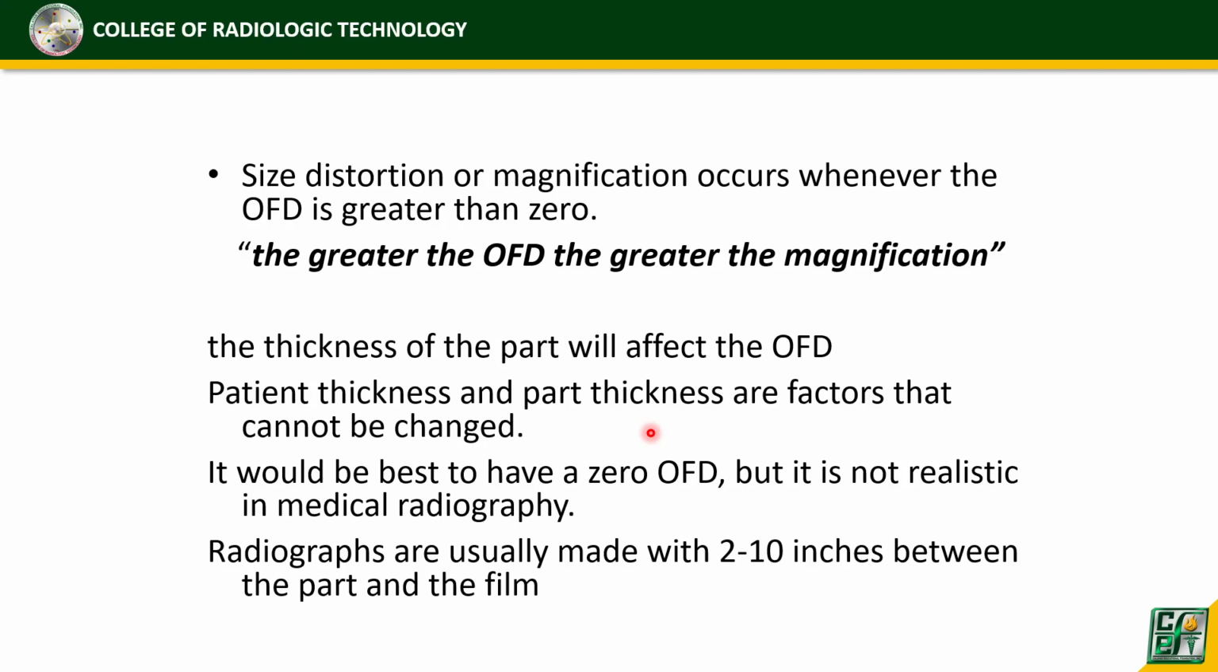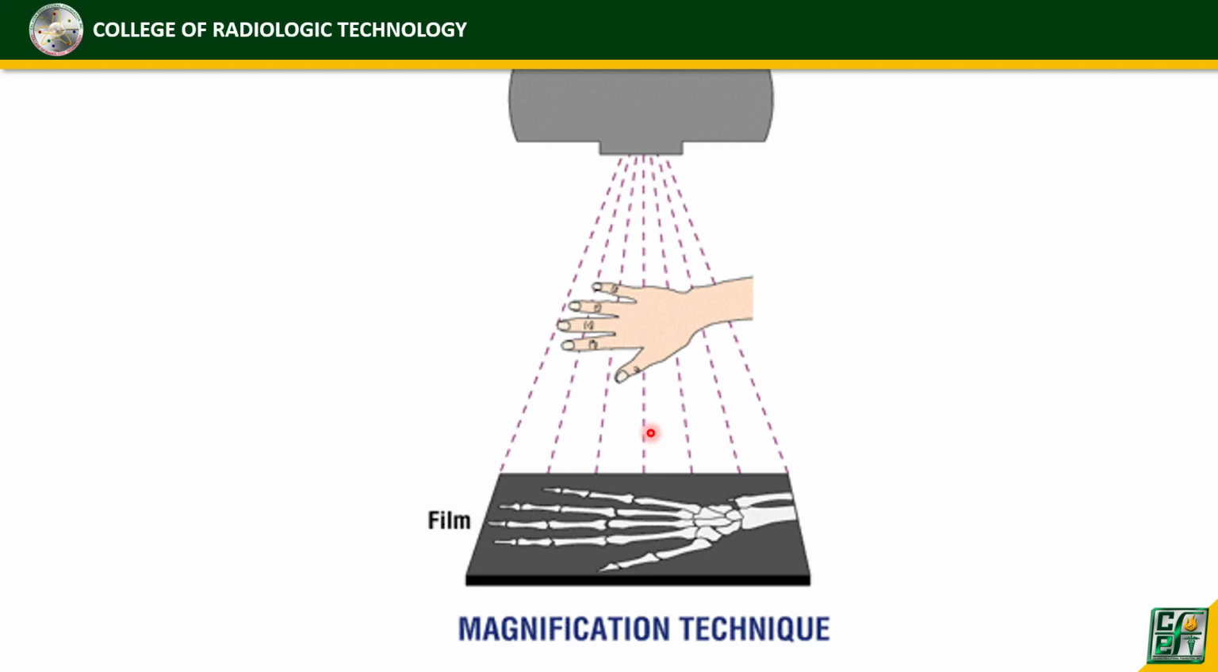Okay, then radiographs are usually made with 2 to 10 inches between the part and the film. Okay, so usually 2 inches. Okay, kapag tayo ay may baki, usually at least 3 inches kapag may baki. Okay, so yan yung magnification technique. This is size distortion. Di ba? OFD, increase mo OFD, increase yung magnification. Okay. Mas lalaki yung body part kapag in-increase mo yung object to film distance. Okay?